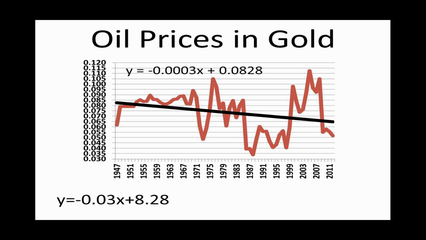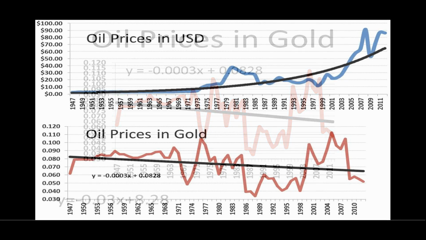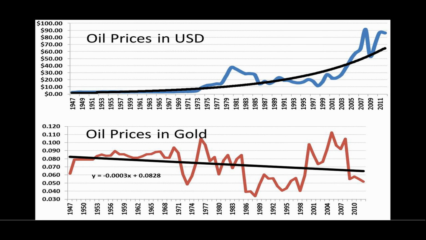So you can see how the price of oil in terms of gold has not changed that much over the years, and the small change it has is actually going down. So the price of oil in terms of gold has slowly gone down over the last 65 years or so, as opposed to the graph we saw of oil in terms of US dollars, where it's continually gone up, especially in the last couple of decades when it's gone up real fast.